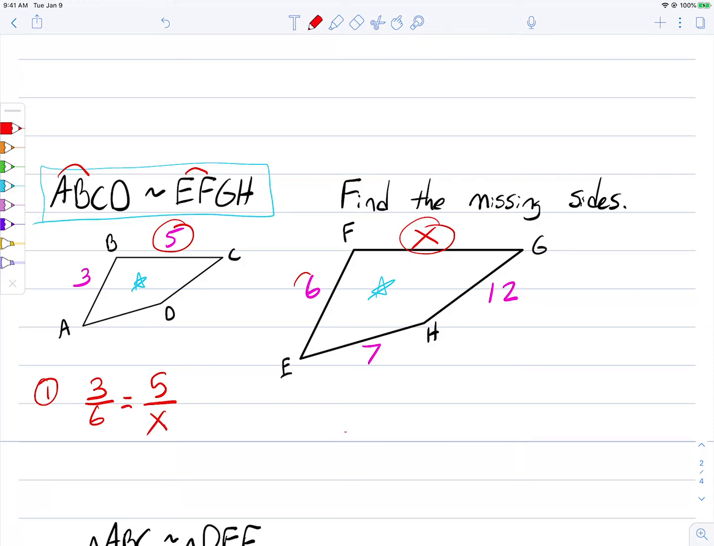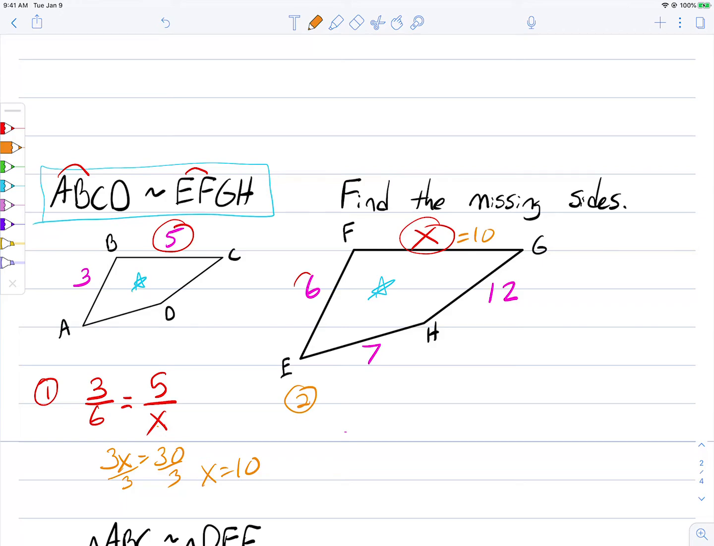Now, there's a couple ways that we could do this. We could think about cross multiplication. We could think about what the structure of the fractions are. Let's just say we cross multiplied. So 3 times x is 3x, and 6 times 5 is 30. And if we divide both sides by 3, we get our missing side is 10. So this is 10.